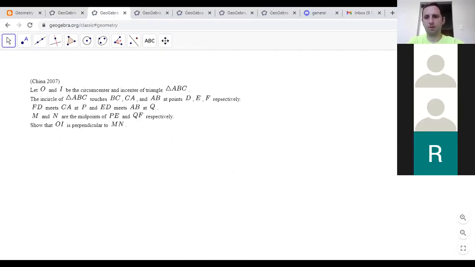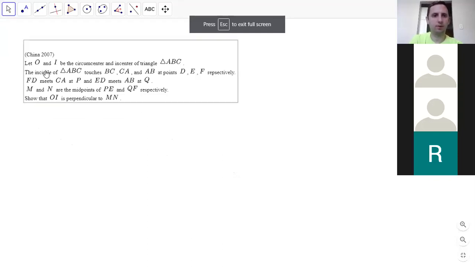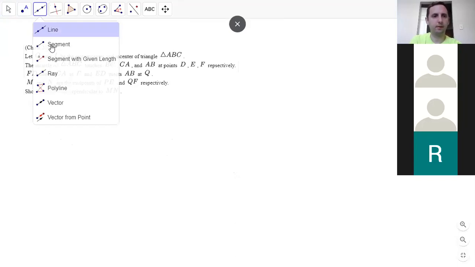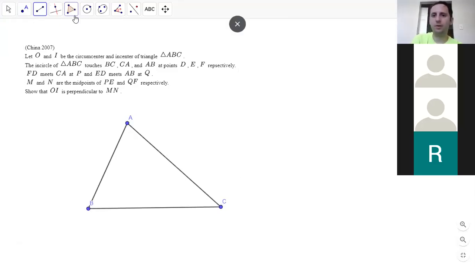All right. So this problem looks interesting. It's one of the problems with O and I in it. So we have O is the circumcenter and I is the incenter. Oh, did you figure out how to do it? So I'll go back.